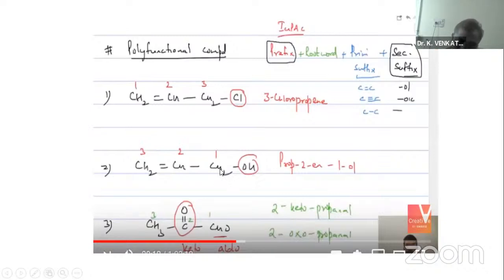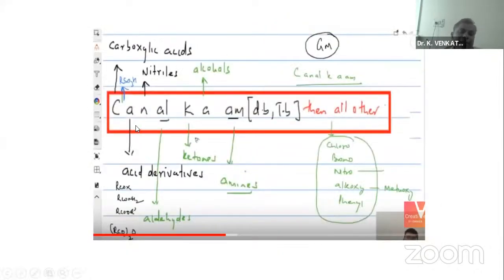So the carbon nearest to the alcohol is the first carbon. This is for the second compound. And in the third compound, ketone and aldehyde are present. Already I told you where the ketone and the aldehyde are. In our rules, the aldehyde comes first, then the ketones. So we give first preference to aldehyde, then to ketones.